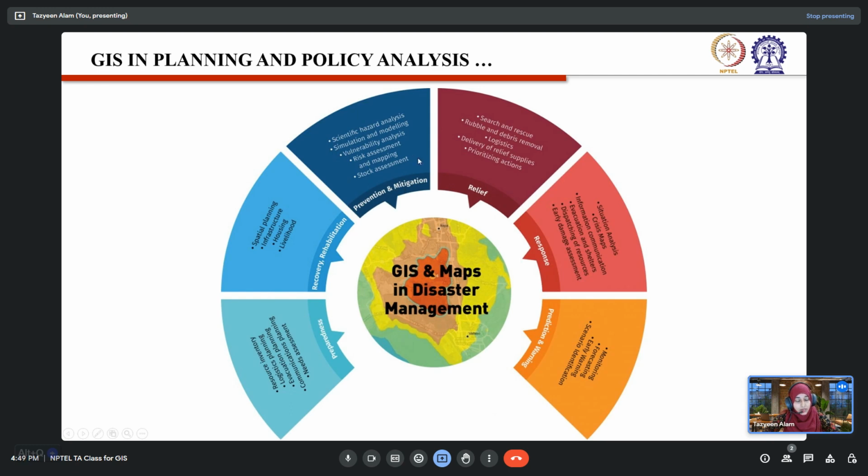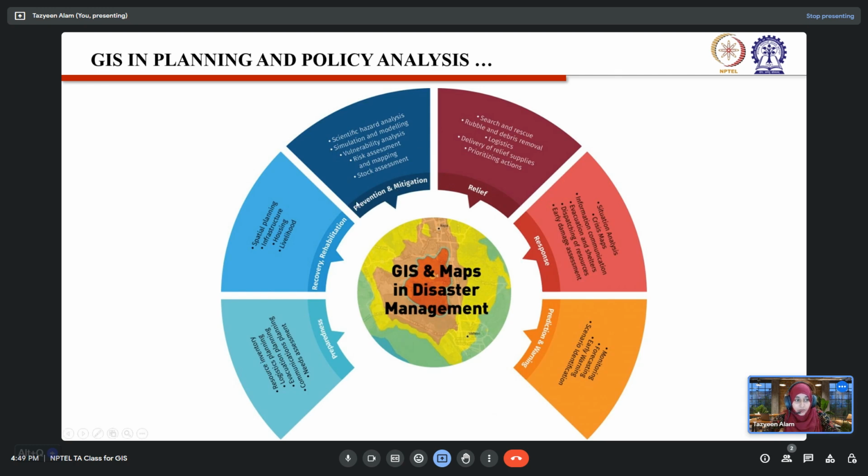So what happens here is that there is a scientific hazard analysis that we do. We have simulations and modeling of the area. We have the simulations and modeling of the disaster where it took place. Then we have vulnerability analysis. Then we have risk assessment and mapping. So we map several risks from which we can get a specific forecast. We get a specific result. We get to depict the future.